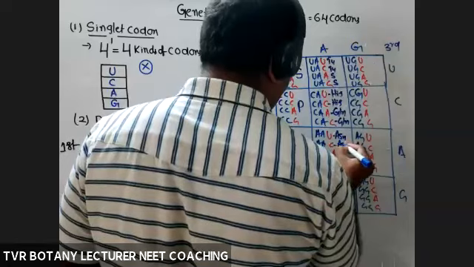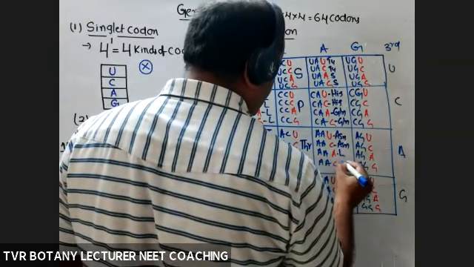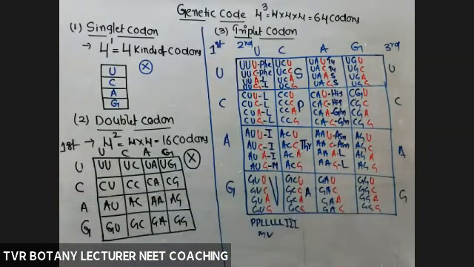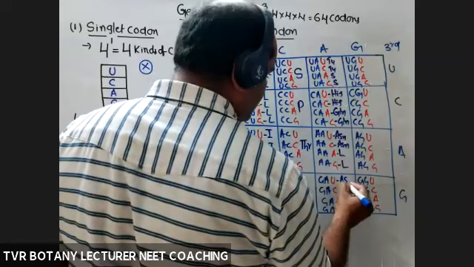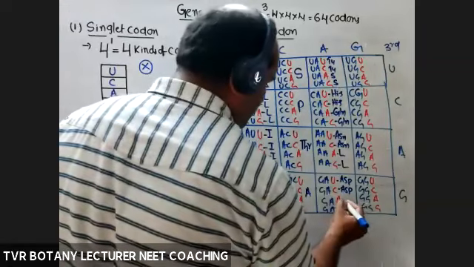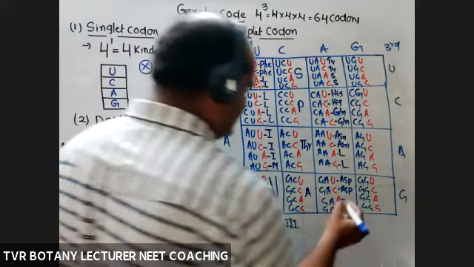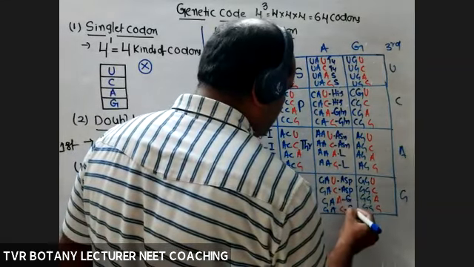Next, ASN, asparagine, asparagine, asparagine. Next, lysine. Next, ASP, aspartic acid. Next one, glutamic acid, GLU, GLU.